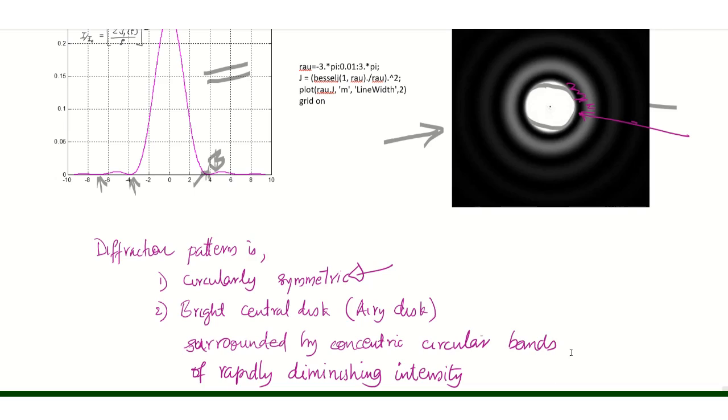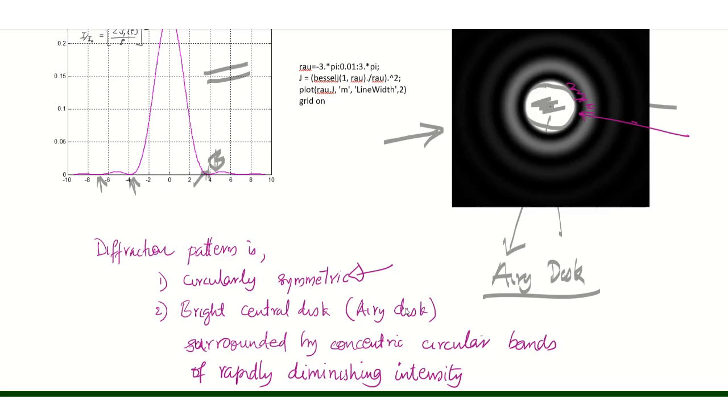Then it has a bright central peak, and we call this an Airy disk. Ideally, we would like to have the intensity distribution completely concentrated on the Airy disk, but due to diffraction, you lose some of this in the bright fringes.